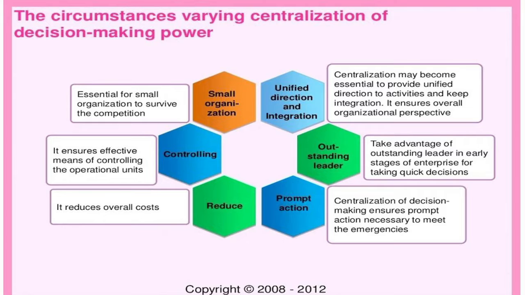Reduce overall cost. Centralization reduces overall cost in the sense that few people are there, not more directors and more managers. For large organizations, more people are needed for controlling. That's why more cost is required. And again, controlling is there. It ensures an effective means of controlling the operational units.